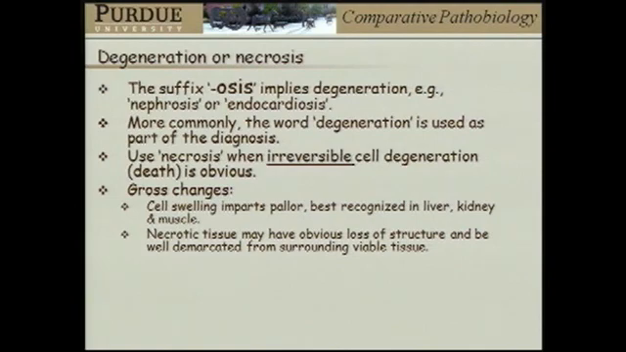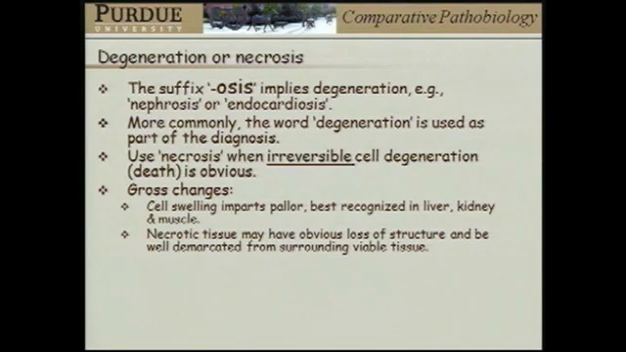Sometimes we use the suffix osis to imply degeneration, as in nephrosis or endocardiosis. But more commonly, and probably better, we simply use the word degeneration as part of the diagnosis. We will switch from degeneration to necrosis when we know that the degenerative process is irreversible, that the tissue has progressed beyond the point of no return and is actually dead.